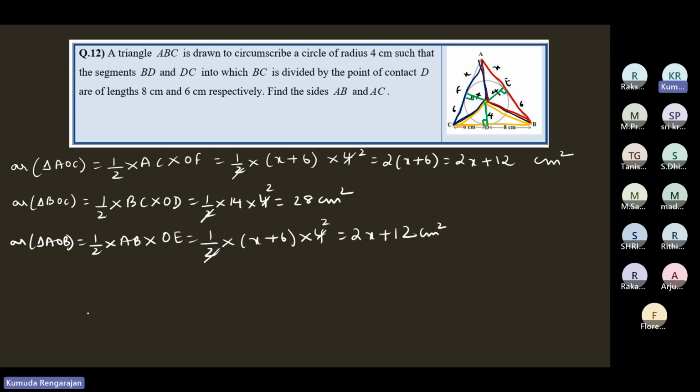Now, what will be the area of the whole triangle ABC? Area of triangle ABC, the whole triangle ABC. We'll have to use Heron's formula. So, how to apply Heron's formula?